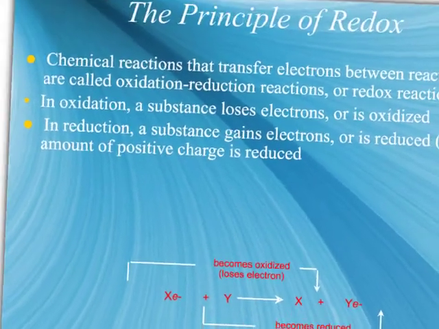All right, a chemical reaction that transfers electrons between the reactants, we call an oxidation-reduction reaction, or simply a redox reaction. And we're going to look at that here now. Let me enlarge this, turn it, there we go.